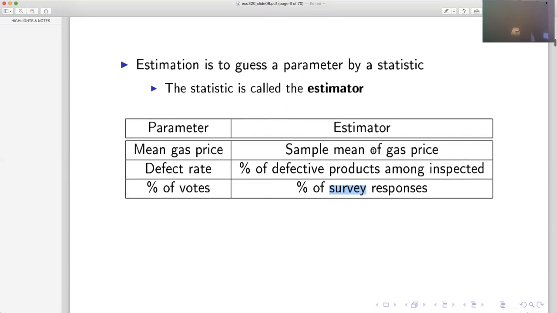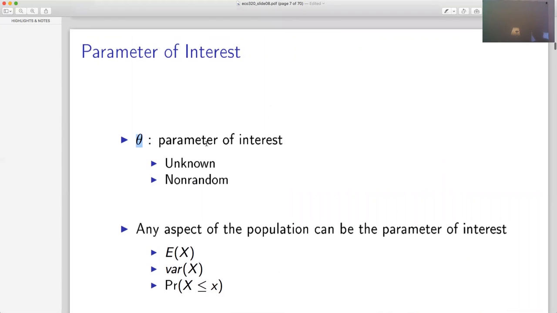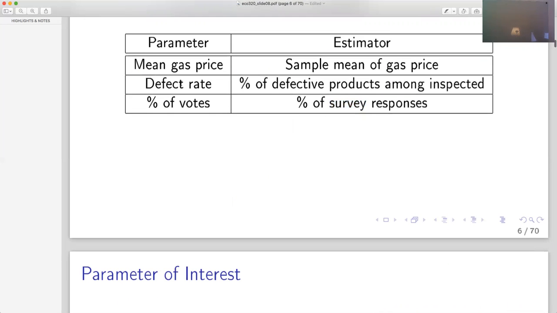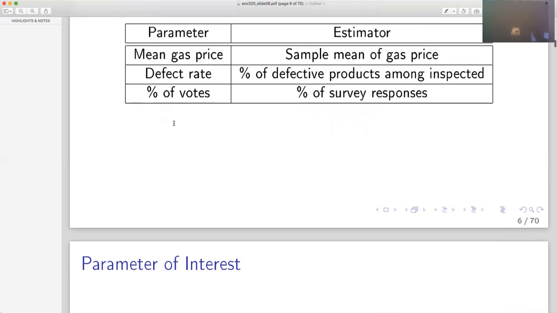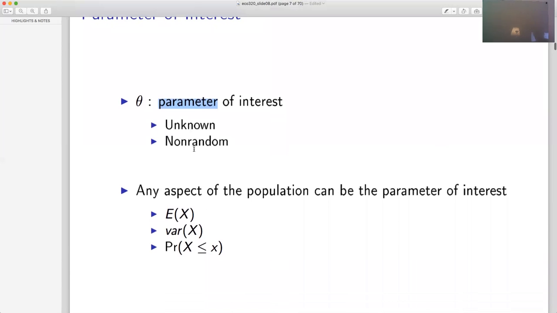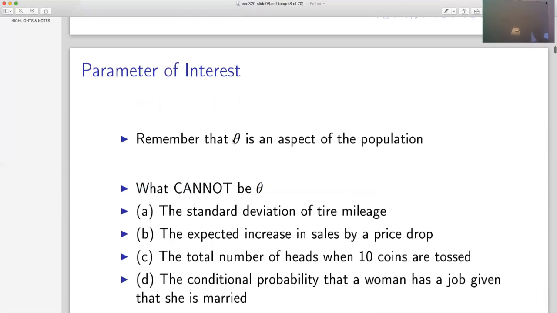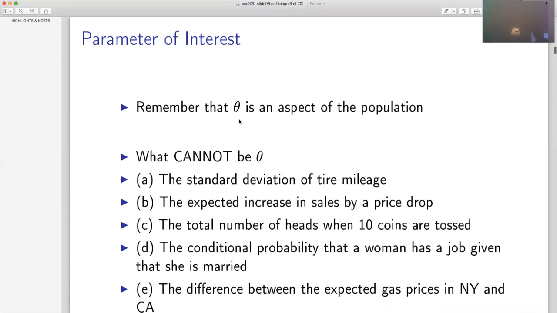Those are called estimators. Theta is usually the notation for the parameter of interest. It's something we want to know: mean gas price, defective rate, fraction of votes. Those are parameters of interest, but unknown. It's not random. Any aspect of the population can be the parameter of interest. So by mean, you can get the expected value of x, the variance of x, and the probability of some event. Remember, theta is an aspect of the population.